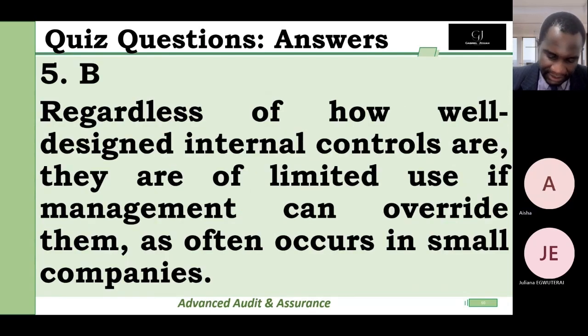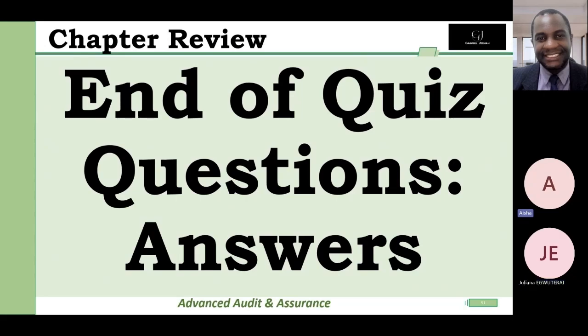All right, finally, you guys got it. B and B. Regardless of how well designed internal controls are, they are of limited effectiveness. You scored 2 over 5, that's 40. J did 80%, 4 over 5. Ah, J, you are harsh. Can I say that?